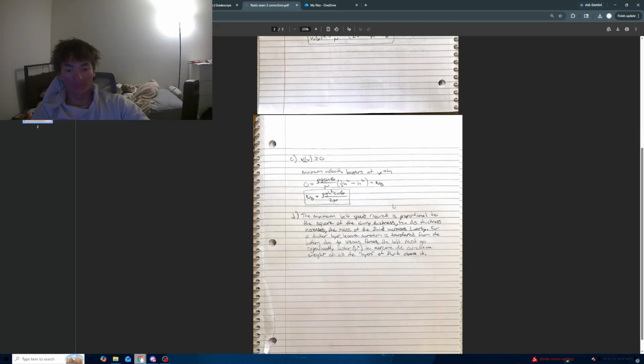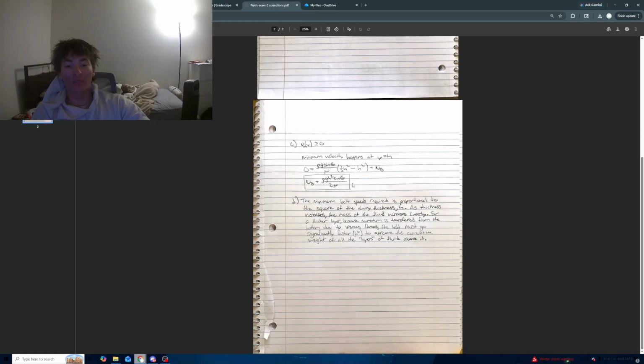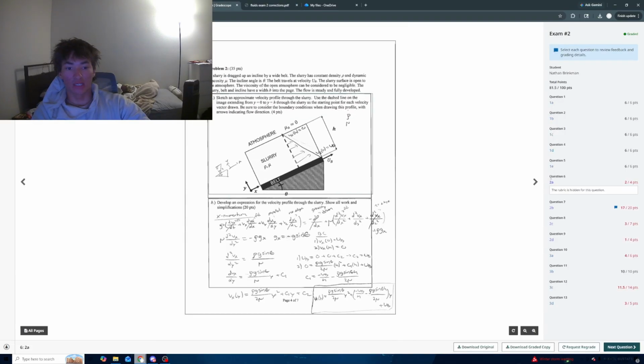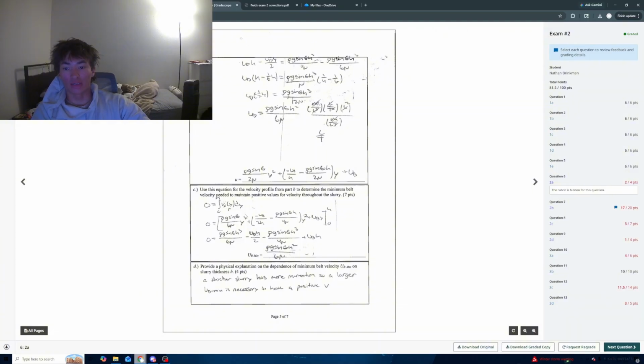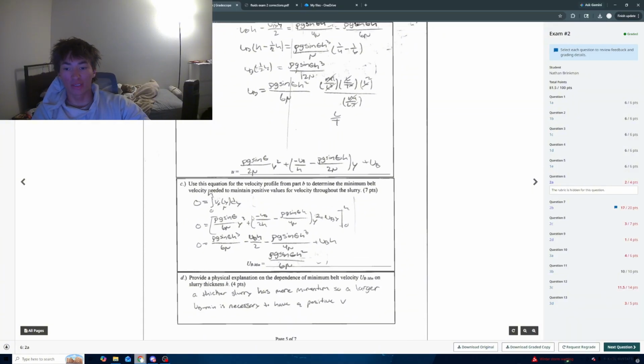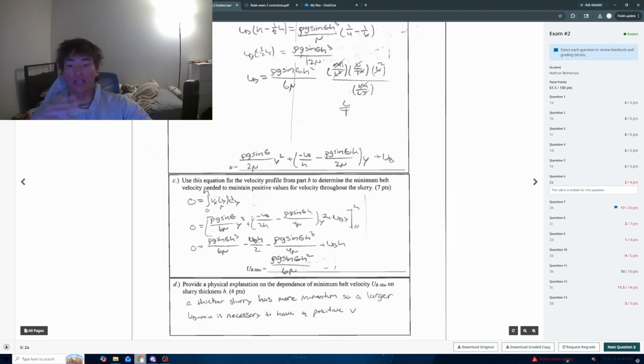So then for part C, we have to find the minimum velocity so that all layers have a positive velocity. This is where I made another mistake, because I assumed the net velocity had to be greater than 0 and not that each layer had to be above 0.